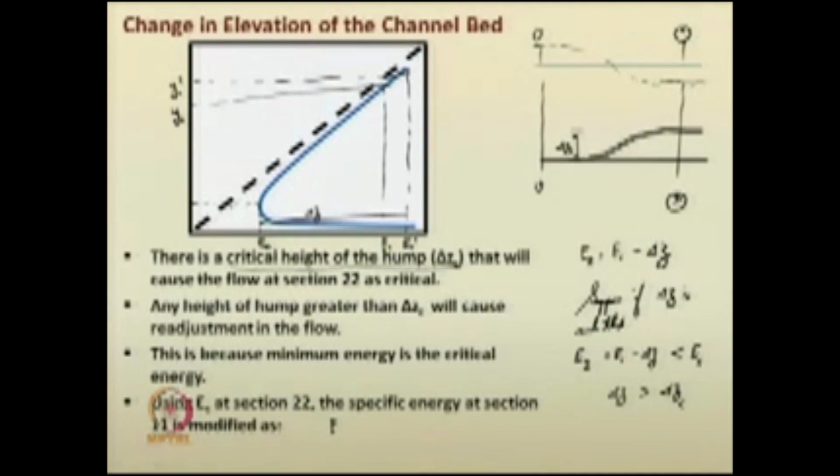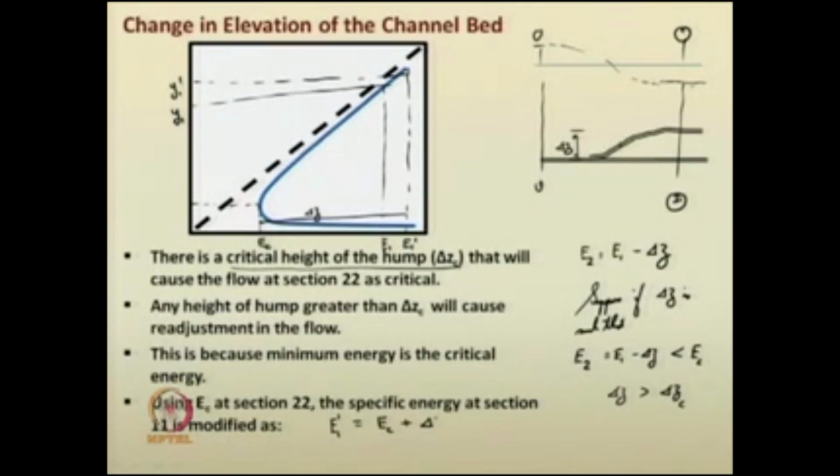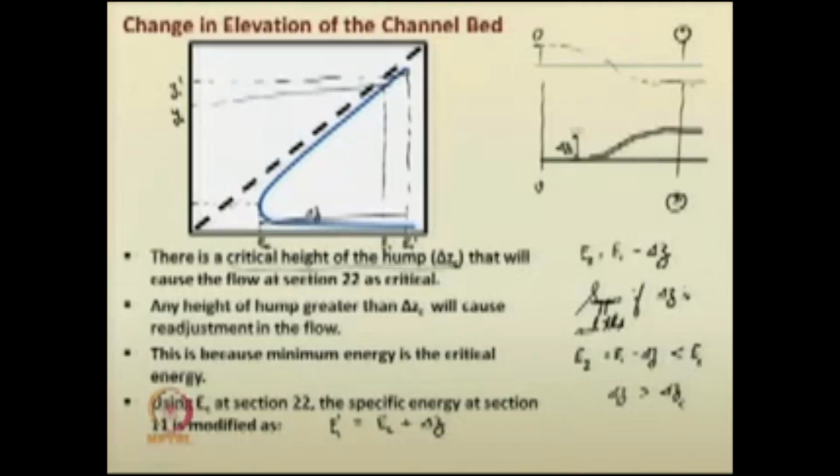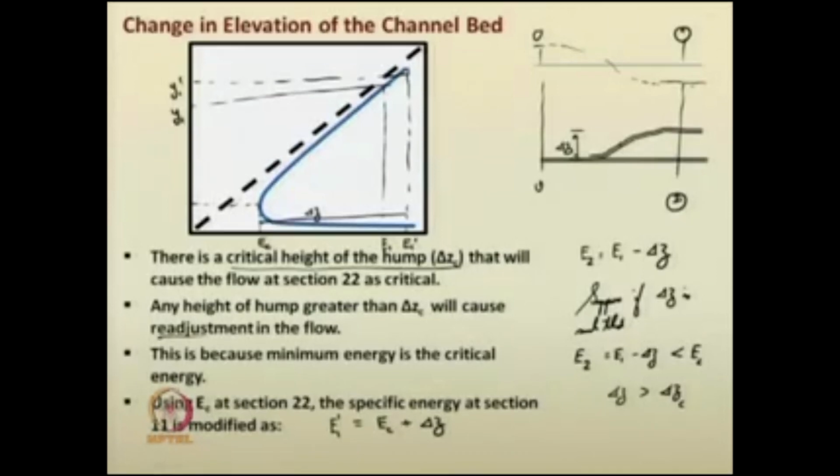So, using EC, you will get E1 dash equal to EC plus whichever height of the hump is being given. That way you need to modify the specific energy at section 1, that is the procedure. If you modify the specific energy at section 1, that implies that the depth of the flow at the upstream section is modified. So, that is how the flow gets readjusted when it encounters a hump whose height is greater than the critical height of the hump.